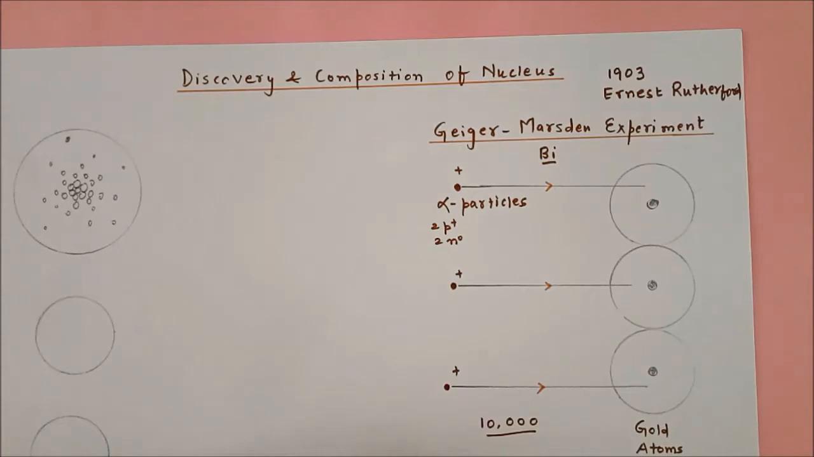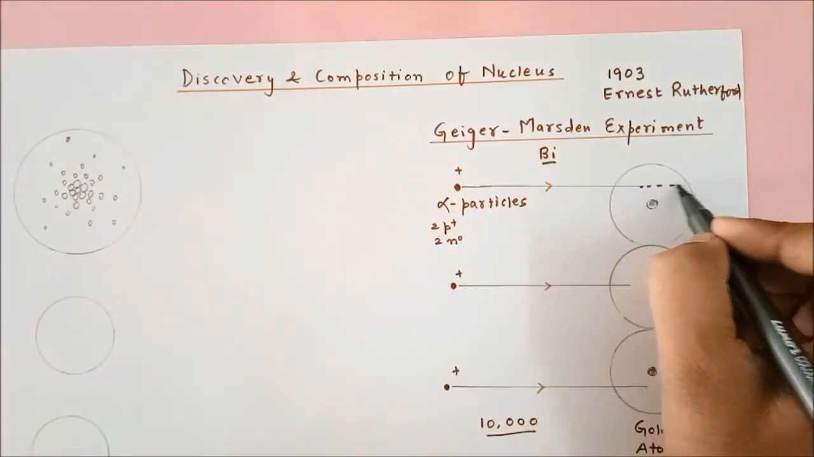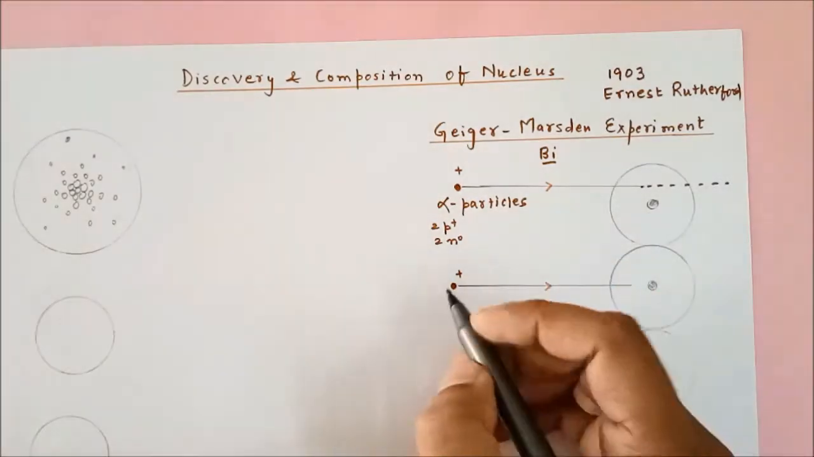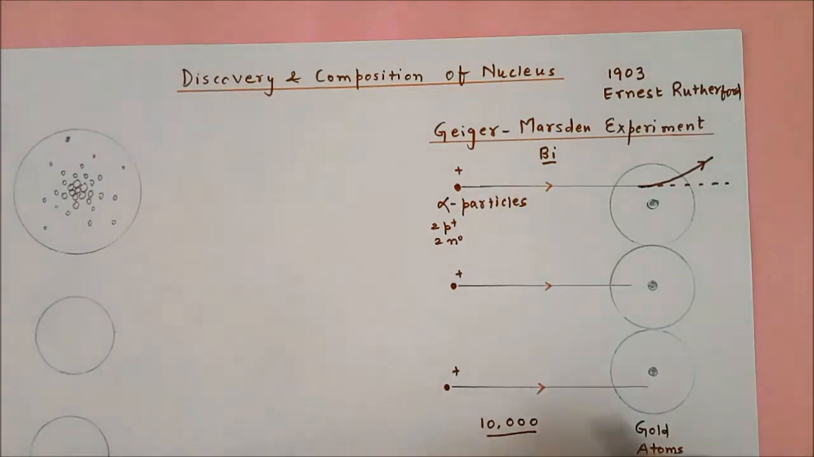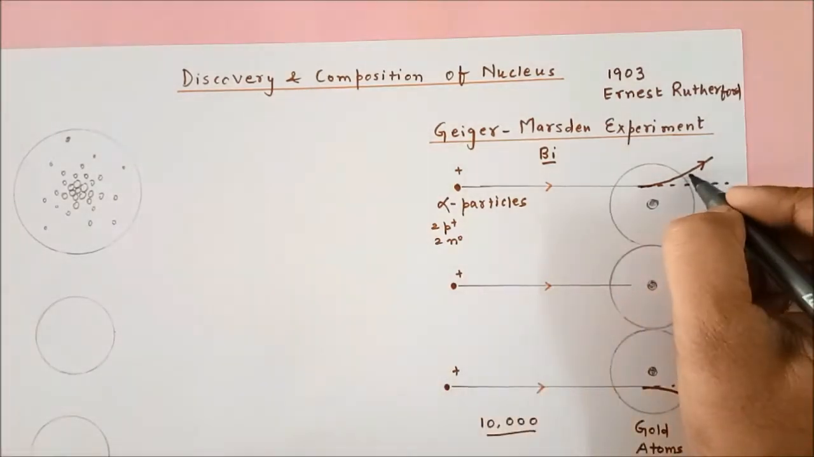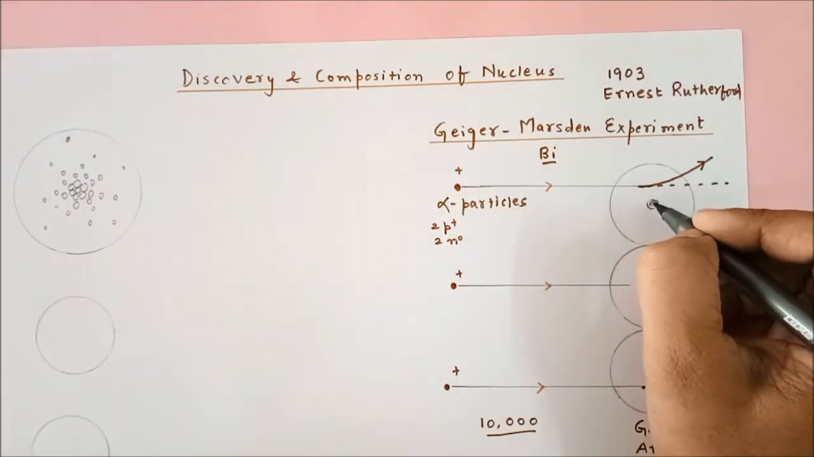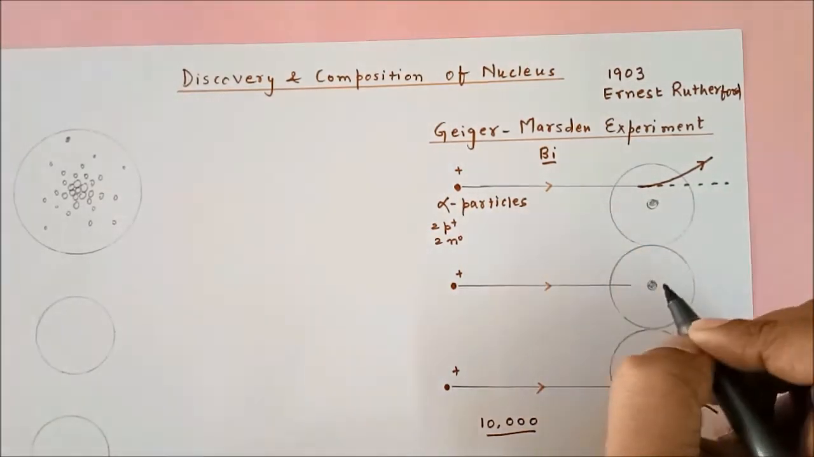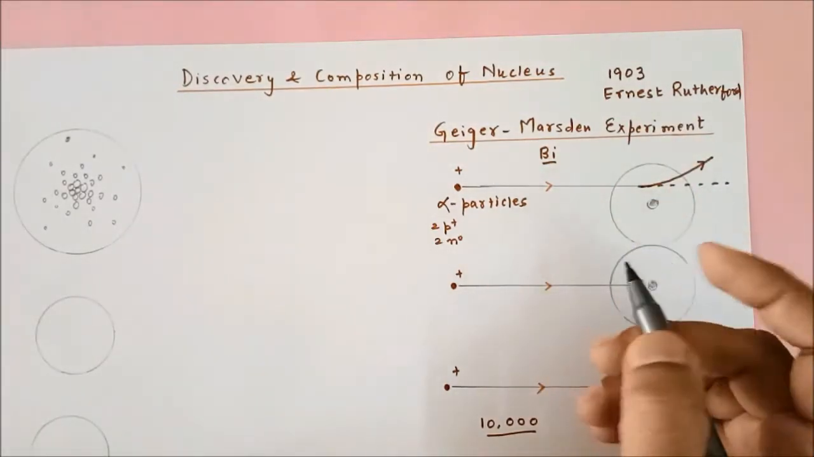Out of 10,000 alpha particles, this is the expected path, and most of the alpha particles actually passed through the atom like this. Some went like this, deviated. And this angle of deviation depends upon how far these alpha particles were from the positive nucleus. We will not talk about the nucleus now because that is the discovery.